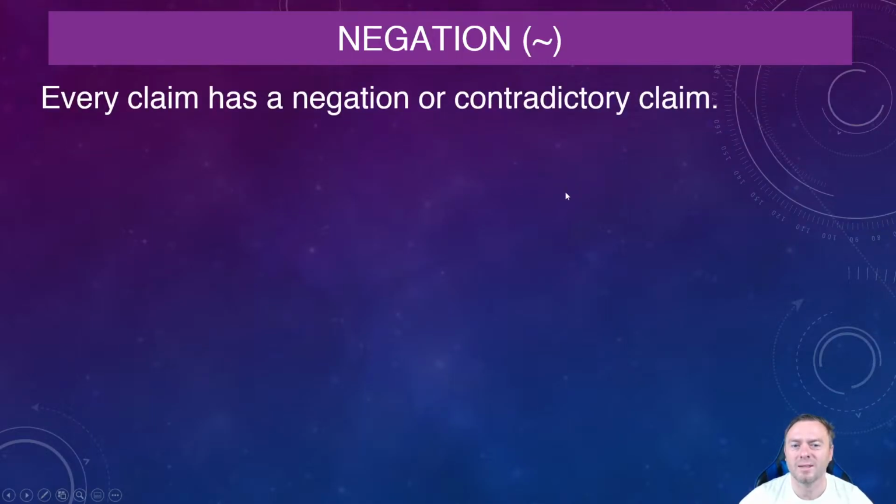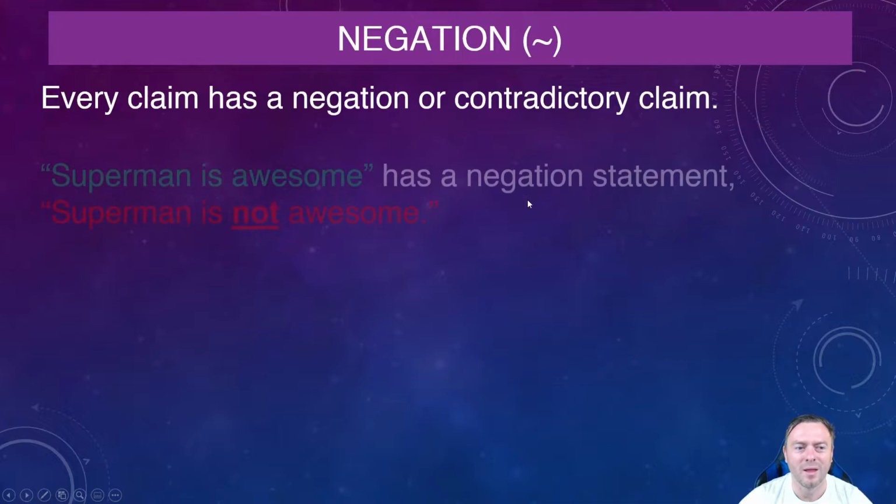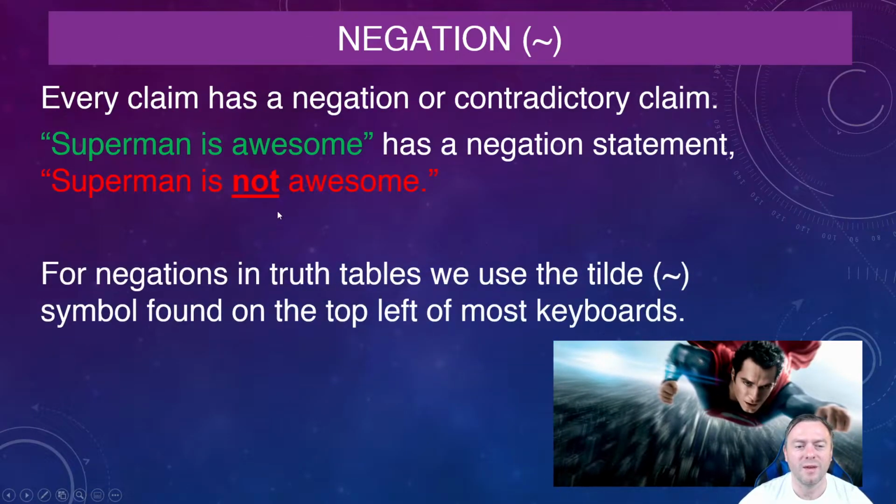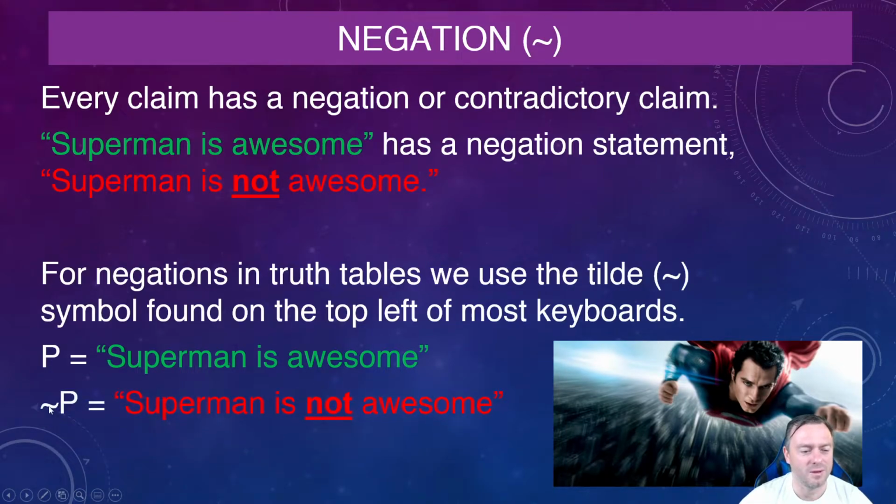So each claim has a negation or contradictory claim. So for example, if we had the phrase Superman is awesome, the negation to that statement is Superman is not awesome. And that is the exact opposite. So notice that negation doesn't mean Superman is sometimes awesome or it might be awesome. It's very clear that it's the opposite by using the word not. Okay. So for negation in truth symbols, we use the tilde symbol, which is found at the top left of your keyboards. So P is equal to Superman is awesome. Not P with the tilde on the front basically means not awesome.